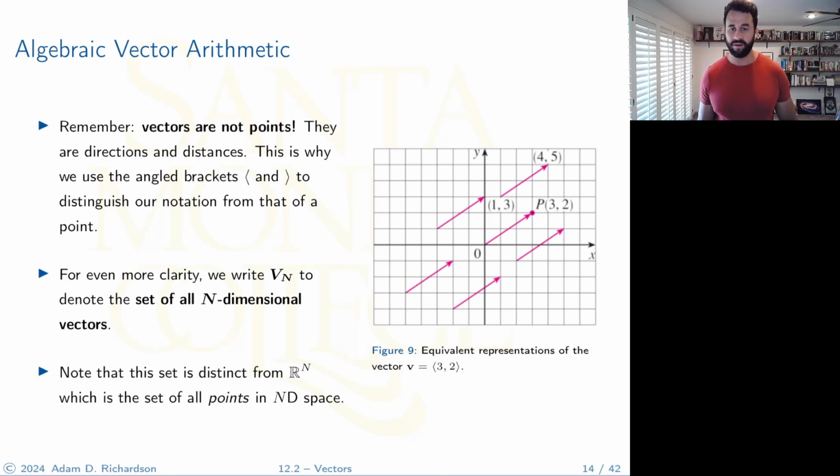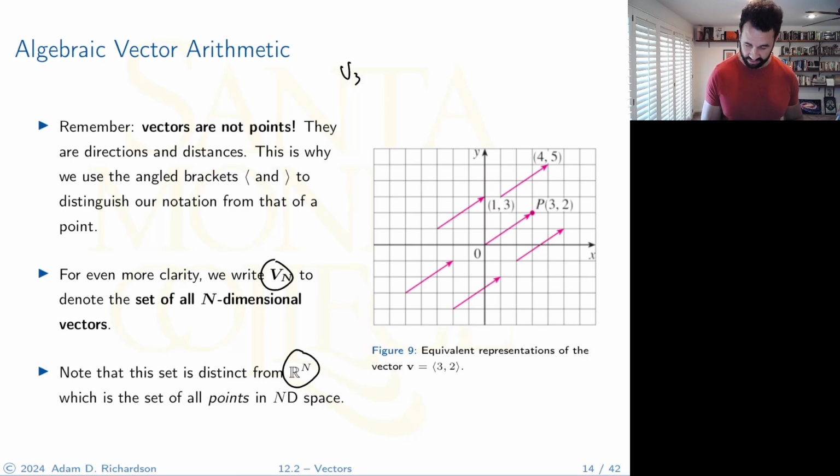All right. For even more clarity, we write V sub n to denote the set of all n-dimensional vectors. For example, V sub 3 is the set of all vectors in 3 dimensions, so vectors that have 3 components. Notice that this is distinct from R^n, which is the set of all points in n-dimensional space. There you go. There is a distinction between vectors and points.